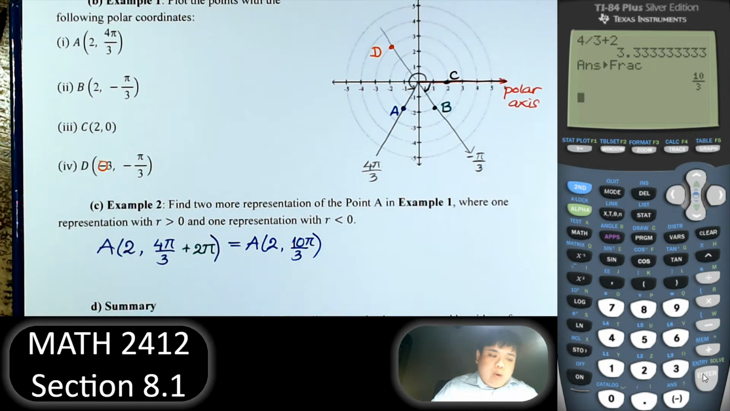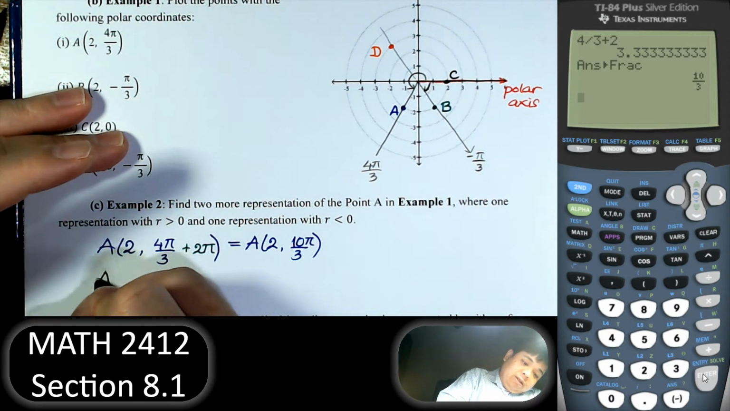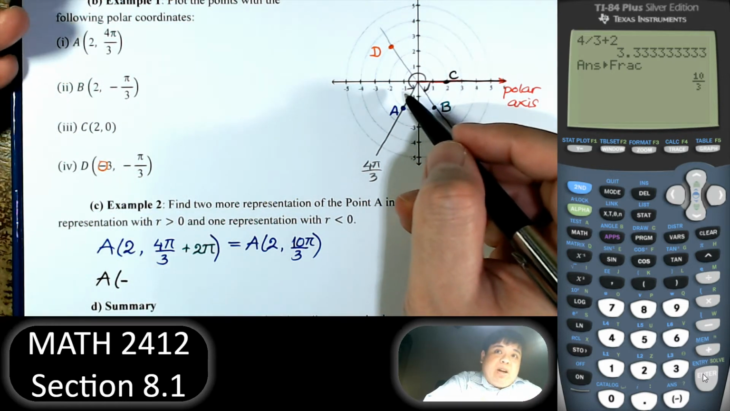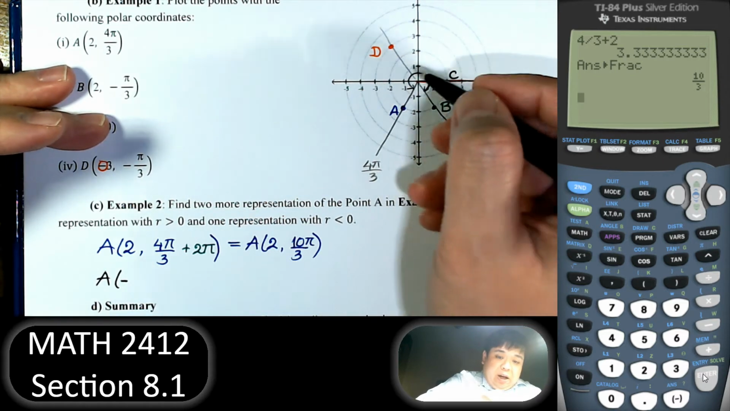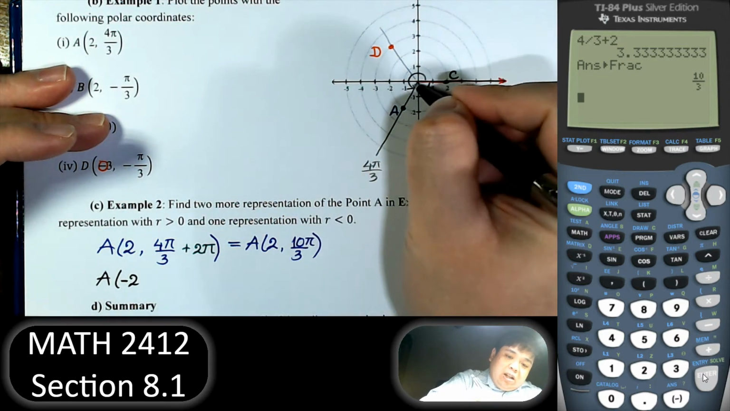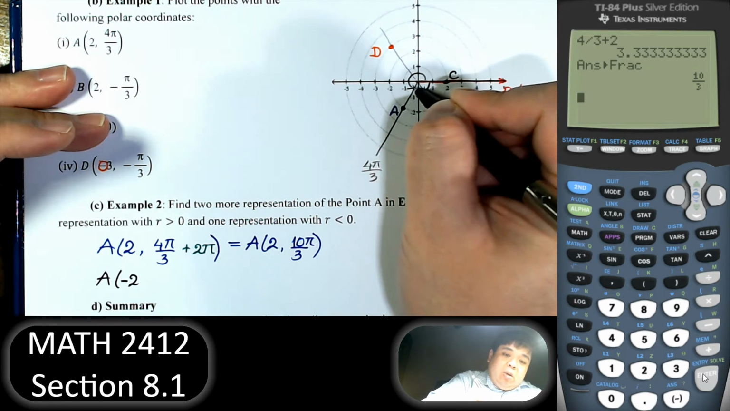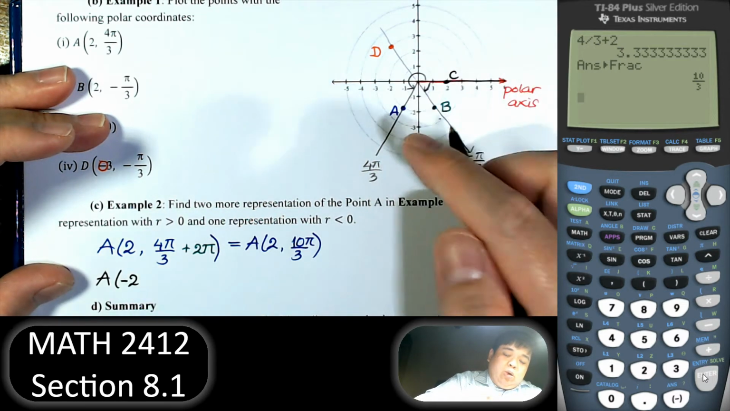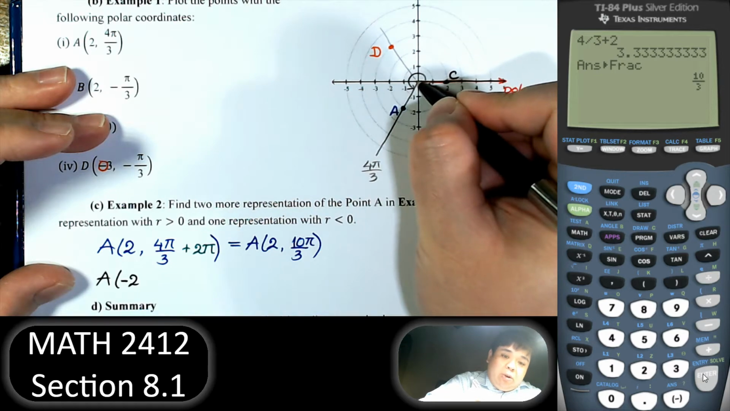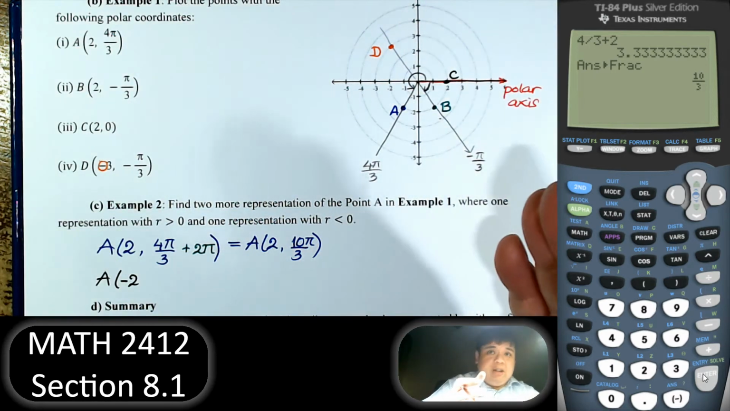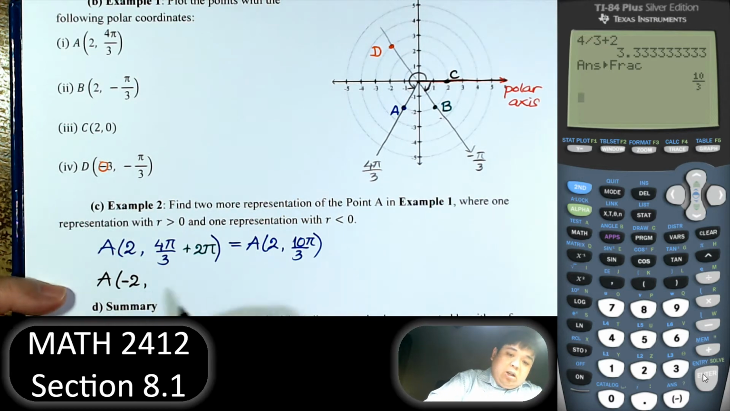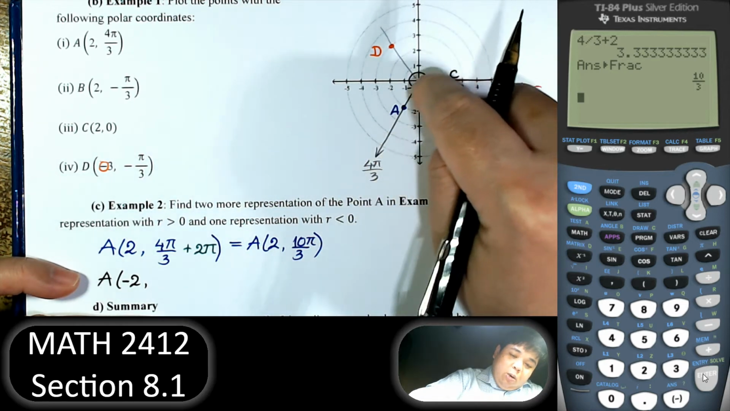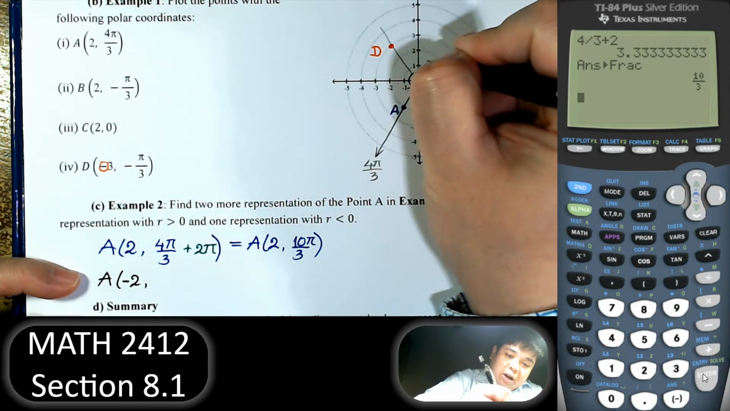Now what if we want to represent A but with a negative r? If it's negative, it cannot be any number like negative 5 or negative 6. It still has to be negative 2 because the distance is still 2. It could be from the pole to the point or from the point to the pole. The difference is it could be positive or negative, but the magnitude has to be the same. So what do we do? This is the ray going out. Now we can also go in the opposite direction.